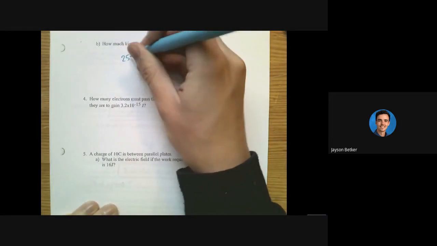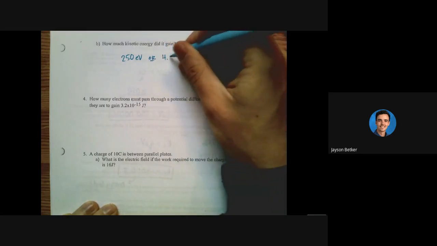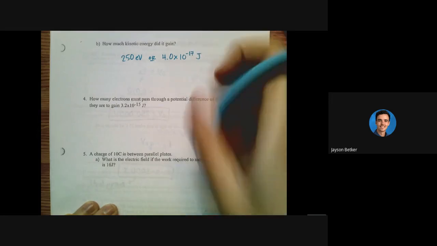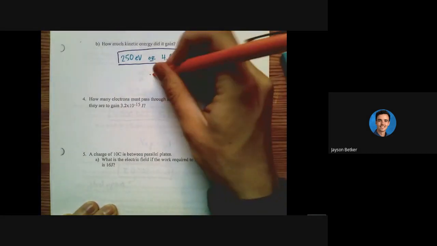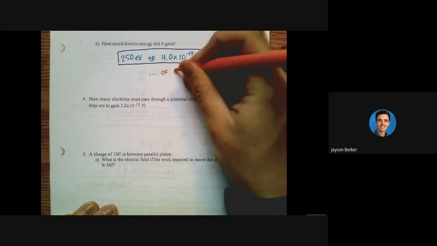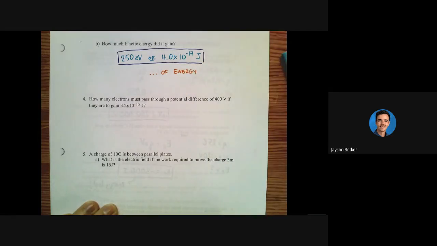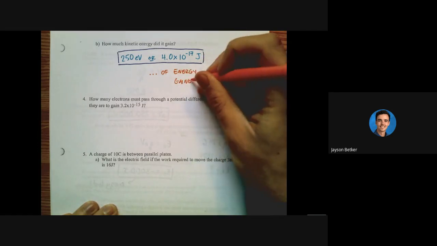So the answer here is actually really straightforward. It's the exact same numbers as in the last question. It's either 250 electron volts, or it's 4.0 times 10 to the negative 17 joules. The big difference here, and this is kind of why you have to be a little bit more specific, is you have to let me know that it gained this energy because it started moving faster. It was going initially 0 meters per second, and now it's going to be accelerating a lot faster. So this is energy gained.